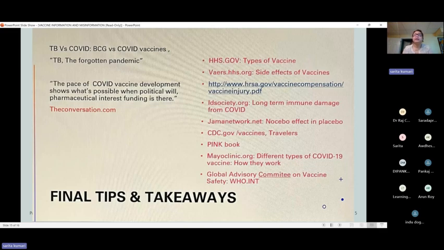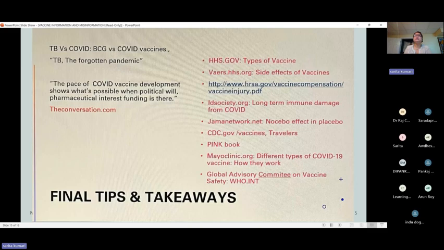The Pink Book, I already talked about, covers the epidemiology of vaccine-preventable diseases. This is available on the CDC site. MayoClinic.org has a pretty nice layman's-terms article on different types of vaccines and how they work. If you want to see, WHO has a site on the Global Advisory Committee on Vaccine Safety. They have a separate website for that. You can look into that if you have time, and go through these.